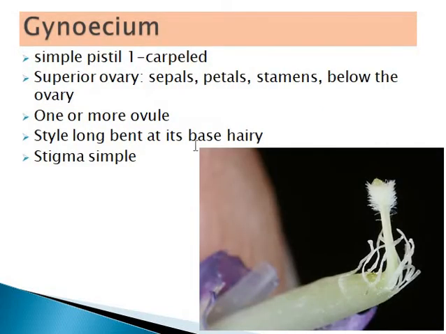If you see the gynoecium, the female part, the fourth and last whorl of this flower, it is a simple pistil, monocarpellary, and the ovary is superior, as we have already discussed. One or more ovules are present inside each ovary, and the style is long and bent. It also bears trichomes, the hairs, at the base, and this one is the stigma, which is free.